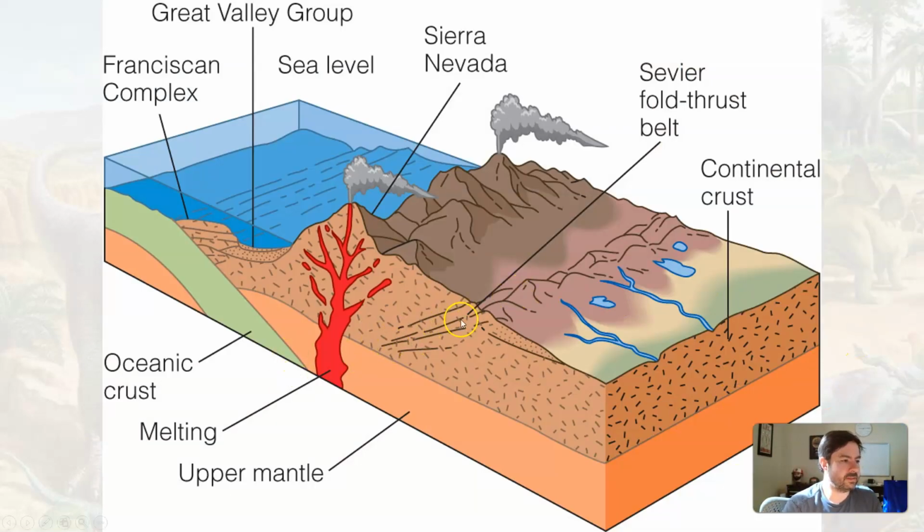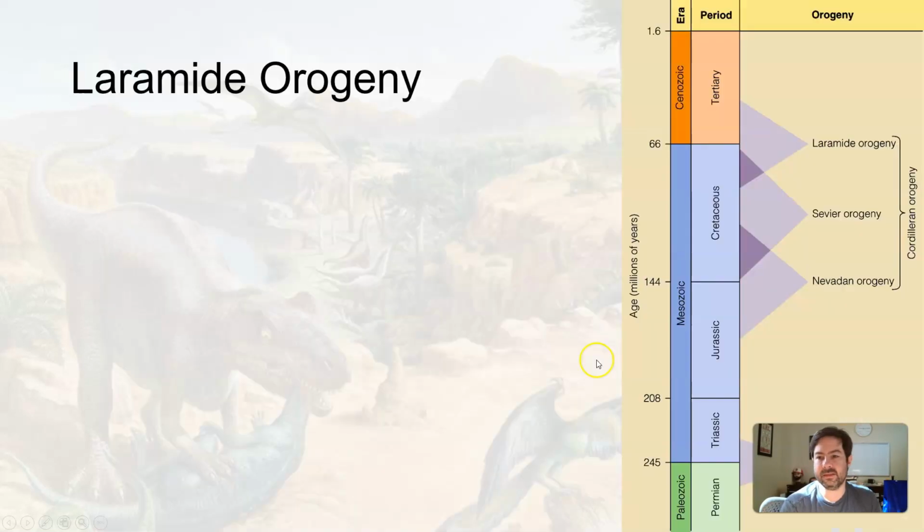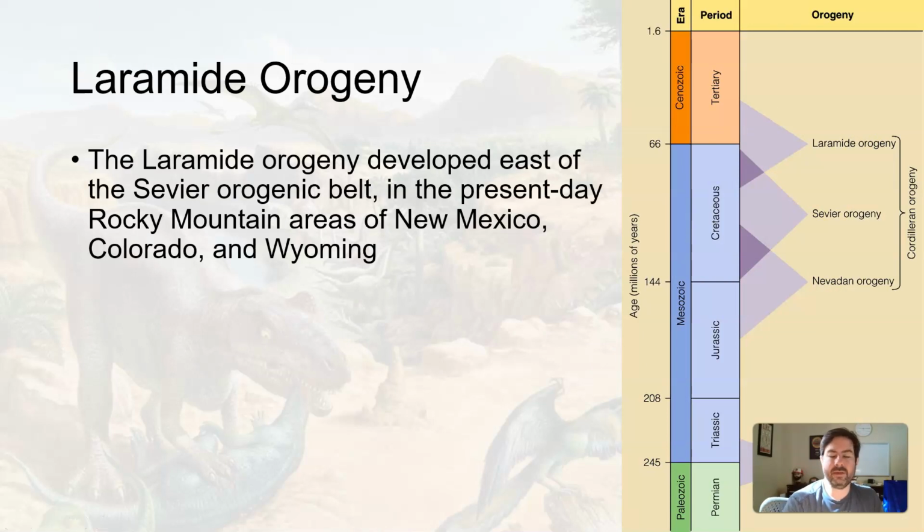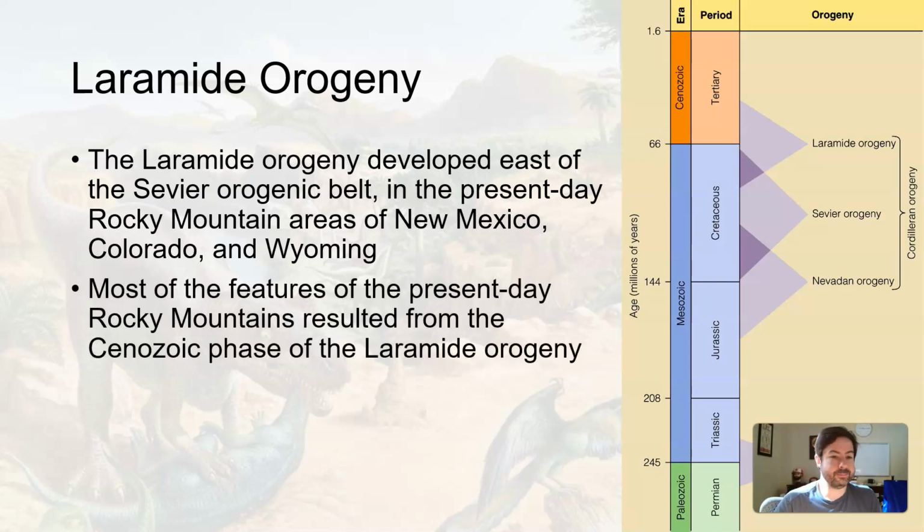So here's some of those thrust faults. Again, as this convergence continues, the crust starts to break. This material kind of gets pushed up and further eastward as we're continuing in the Sevier Orogeny, and then finally into the Laramide Orogeny. It actually developed east of the Sevier Orogenic belt. Whereas before all this stuff was pretty much adding on the west side, now all of a sudden we get some orogenic activity on the east side, and that's what's responsible for the present-day Rocky Mountains that we see in New Mexico, Colorado, and into Wyoming.